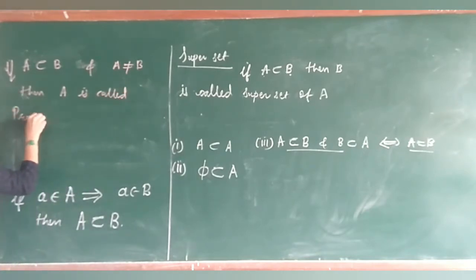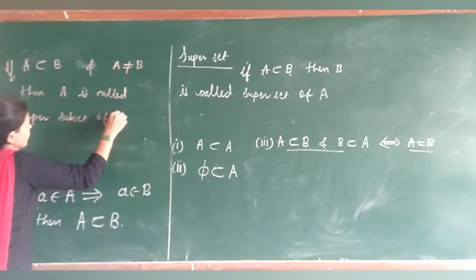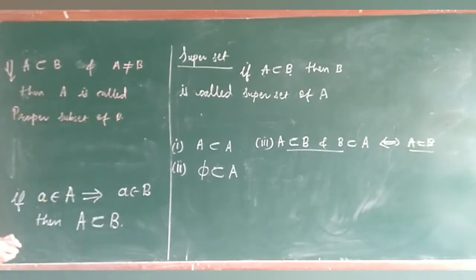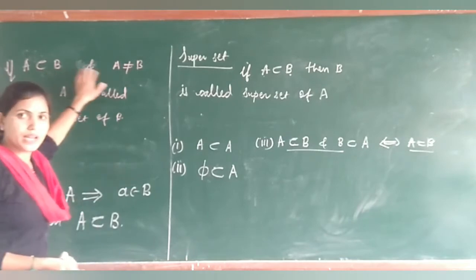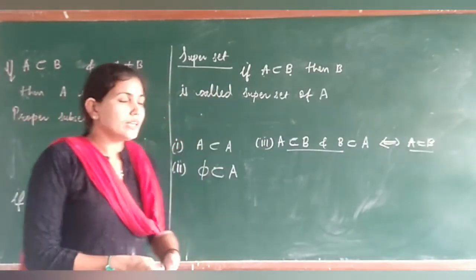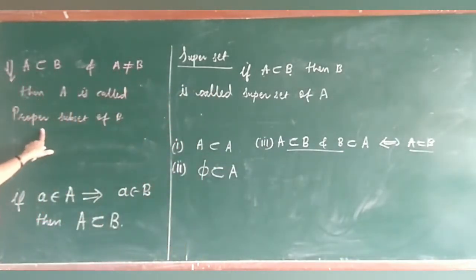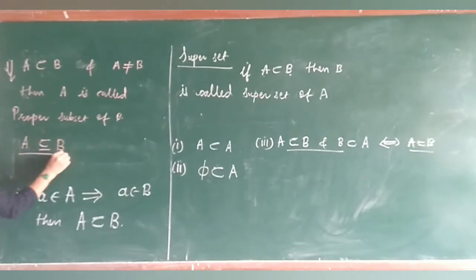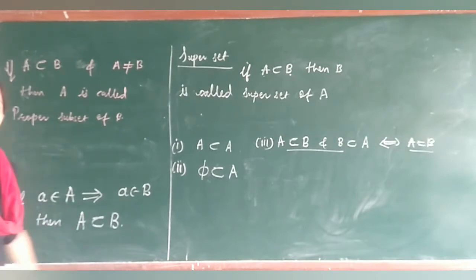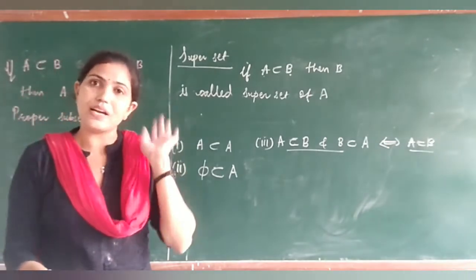a proper subset of B. So remember students, if A is a subset of B and A and B are not equal, then it is called the proper subset of B. And if it is not so, it is called an improper subset. Okay, and that is the set itself only. So here just remember the proper subset. Proper subset means it is not the same set.